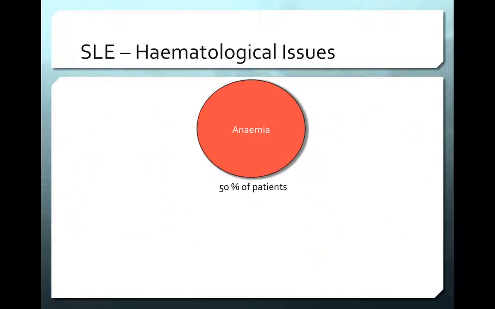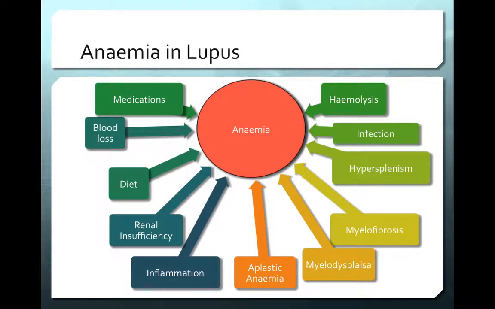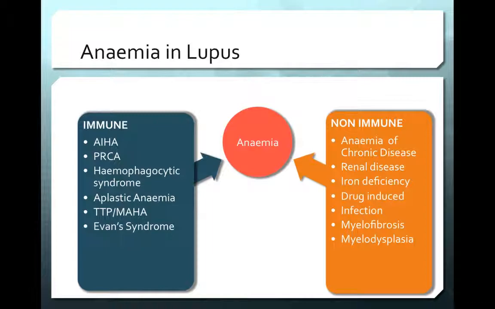Just narrowing down on the anemia now. There are many factors that contribute to anemia in lupus patients, and unfortunately it's a huge list, from medications, blood loss, dietary problems, renal problems, inflammation, all the way through to hemolysis and infection. A simpler way to try and break that down is to look at them from an immune point of view and non-immune things. From an immune point of view, we have autoimmune hemolytic anemia, pure red cell aplasia, hemophagocytic syndrome, aplastic anemia, TTP, and Evans syndrome. Then on the other side of the coin, you've got the non-immune things such as the anemia of chronic disease, renal disease, iron deficiency, drug problems, infections, and myelofibrosis and myelodysplasia can occur.